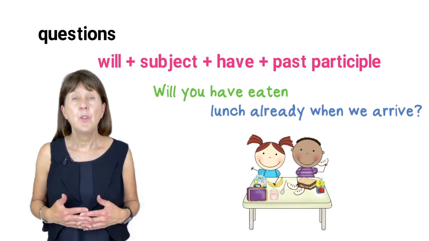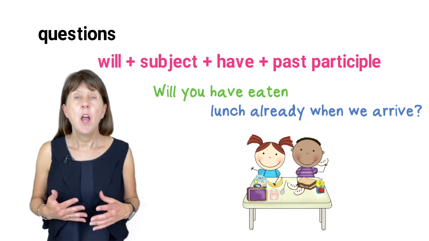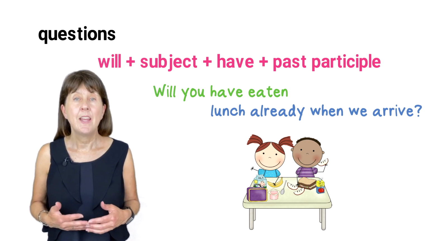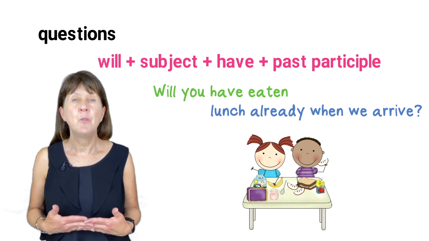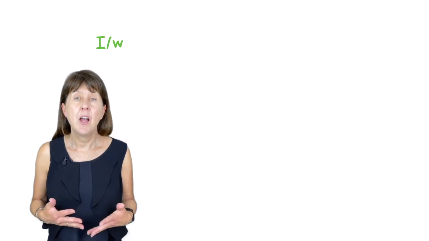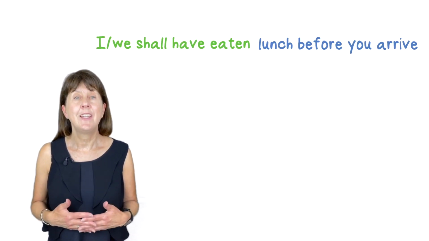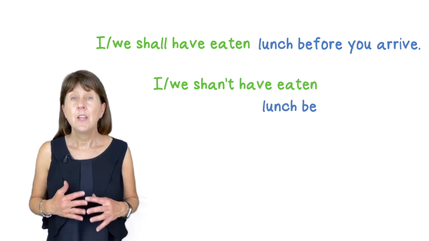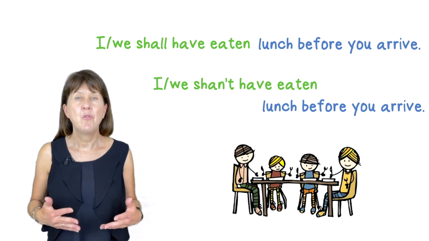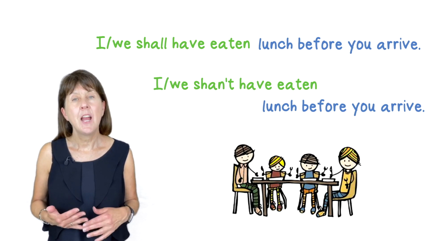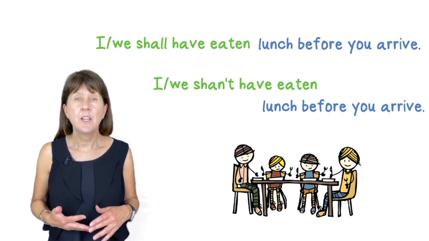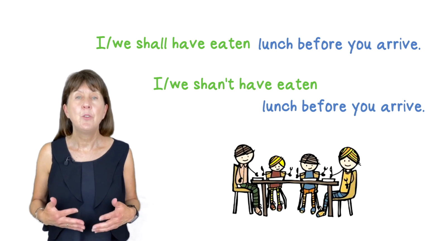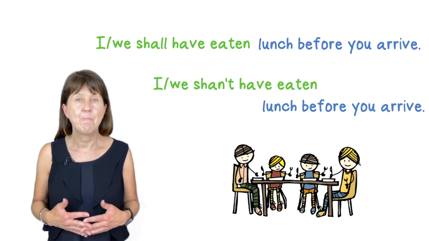You can also use shall instead of will, only with I and we. Shall is more formal than will. For example, I or we shall have eaten lunch before you arrive, or I or we shan't have eaten lunch before you arrive. Shall I, shall we, and shan't I and shan't we in future perfect questions are rare.